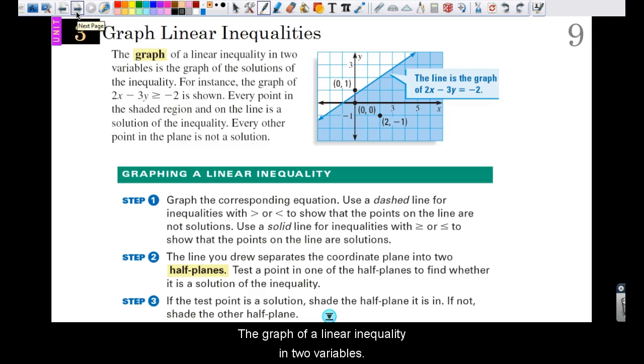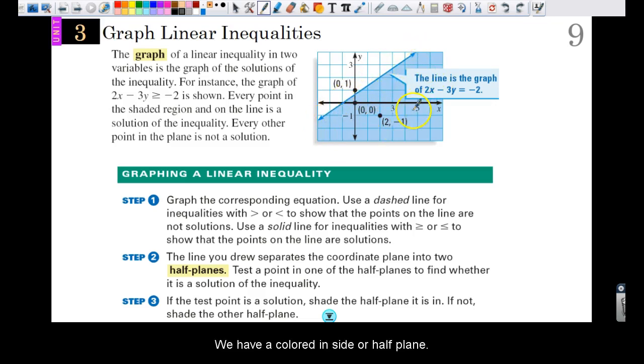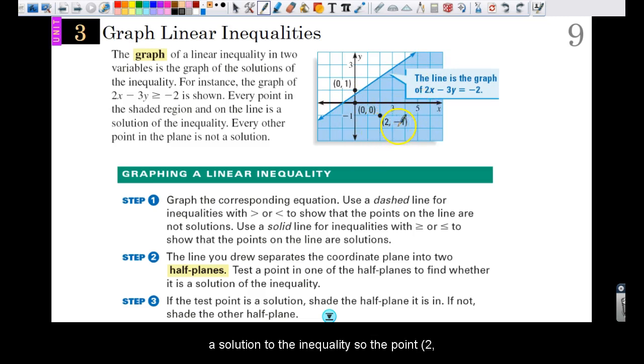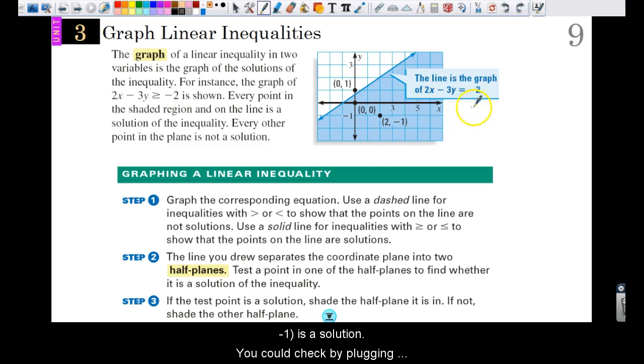The graph of a linear inequality in two variables looks like this. We have a line and we have a colored in side or half plane. The graph of 2x minus 3y equals -2 is shown. Every point that's in the colored in part of the graph is a solution to the inequality. So the point (2, -1) is a solution, and you could check by plugging in x and y. And the point (0, 1), since it is not in the blue part, is not a solution, and you could verify that by putting in 0 and 1. Okay, and so this should actually be greater than.